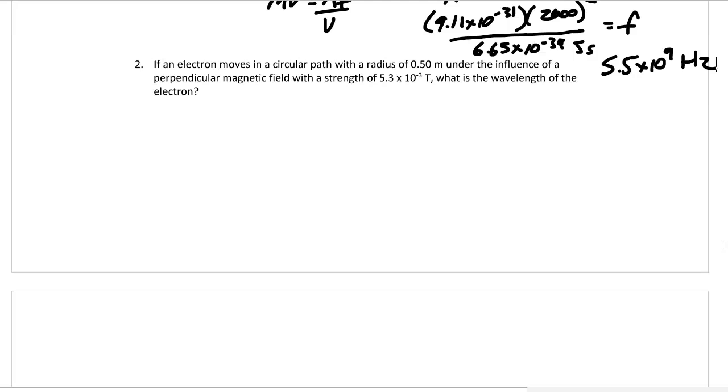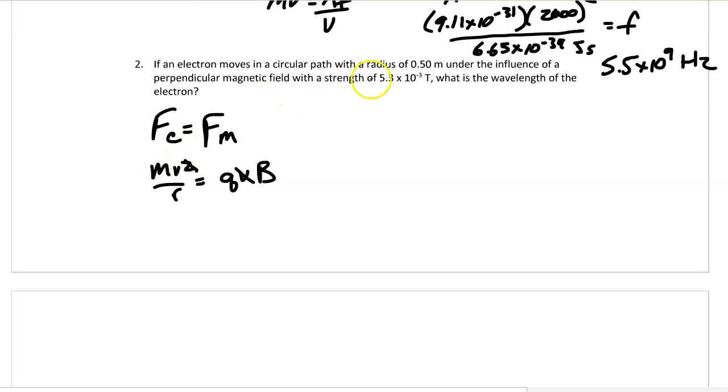What if this electron is moving in a circular path with a radius of 0.5 meters under the influence of a magnetic field with this strength? Well, the centripetal force that's causing the move in the circle is caused by the magnetic force. And so we've got mv squared over r is equal to qvb, and one of the velocities cancels out.